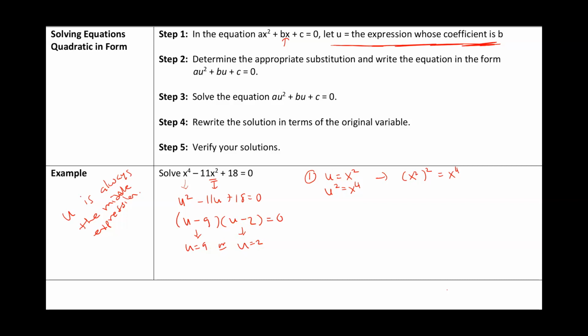But here's the only problem. Even though we have a solution, we are not quite done because our original variable is the variable x. So we don't want to solve for u, we want to solve for x. In order to do that, we're going to do one more substitution. It's like going in a circle. We said let x to the fourth equal to u squared, let x squared equal to u, but now we're going to take u equals x squared and replace the u with what it equals to in terms of x, which is x squared. So we get x squared equal to 9 or x squared equals to 2.